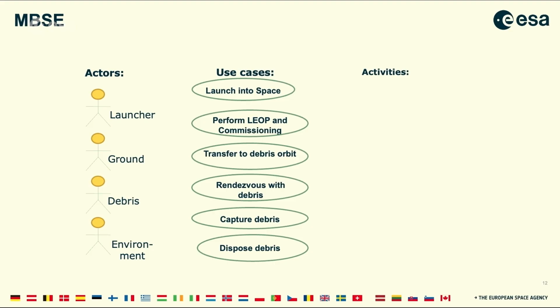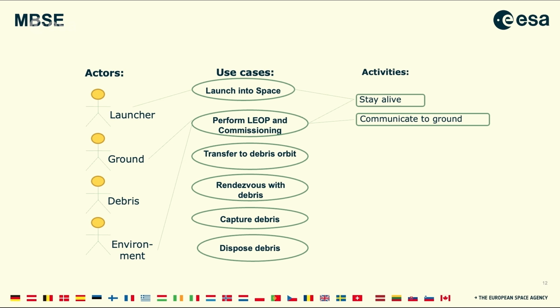So I've shown here on the left the list of actors: launcher, ground, debris, and environment. And I've shown in the middle the use cases, so the ConOps. Now we can think a bit more in depth. What activities am I performing for each use case in the ConOps? So if I look into launch into space, actually I'm not doing much. I'm just staying alive. My satellite is typically just trying to survive the launch. And the only thing that is acting on the spacecraft at that time is the launcher.